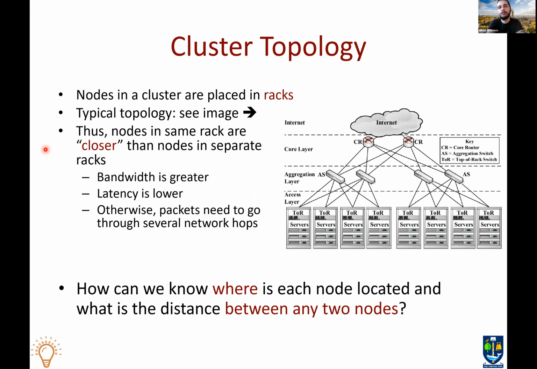So here's a quick question: how can we know where each node is located, and what is the distance between any two nodes? You would want to be able to tell this, because at some point you will need to choose among multiple nodes, and you probably want to choose some node that is closer to you than some node that is further away from you. But what information do you have? You probably just have an IP address.